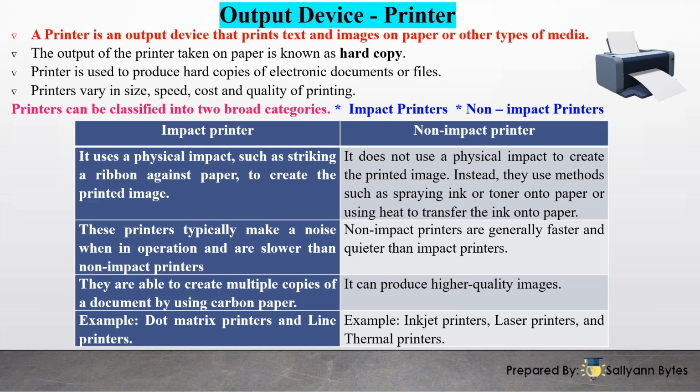The second difference is that impact printers typically make a noise when in operation and are slower than non-impact printers. But non-impact printers are generally faster and quieter than impact printers. The third difference is that impact printers are able to create multiple copies of a document by using carbon paper. But non-impact printers can produce higher quality images. Examples of impact printers are dot matrix printers and line printers. Examples of non-impact printers are inkjet printers, laser printers, and thermal printers.